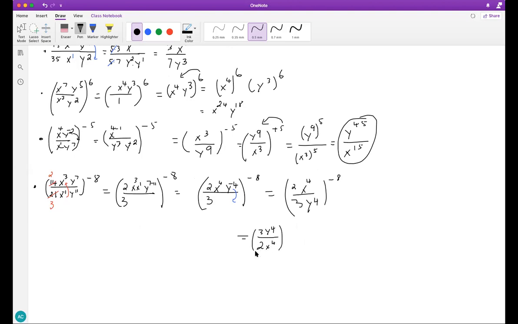And what happens to the power? It turns positive. Okay. One last step, we're just going to distribute the 8 to everything that's here, because the 8 belongs to all of these.